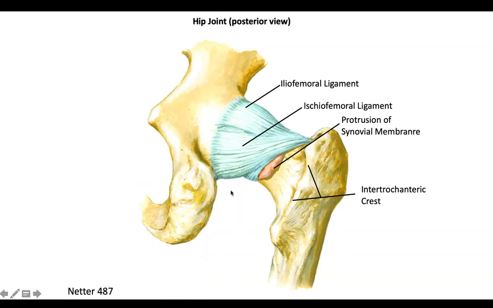anteriorly, but posteriorly the joint capsule is not attached to the intertrochanteric crest. The fibers spirally cross over the neck of the femur without attaching to it, and attach to the root of the greater trochanter of the femur. So posteriorly, this posterior or inferior border of the joint capsule is unattached, and it just crosses over the neck of the femur. A protrusion of the synovial membrane may come outwards inferior to this unattached border of the joint capsule.